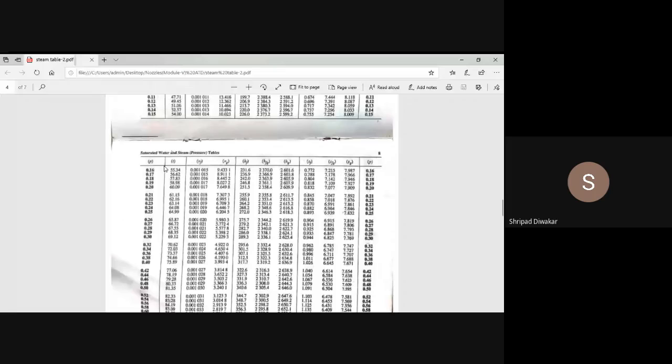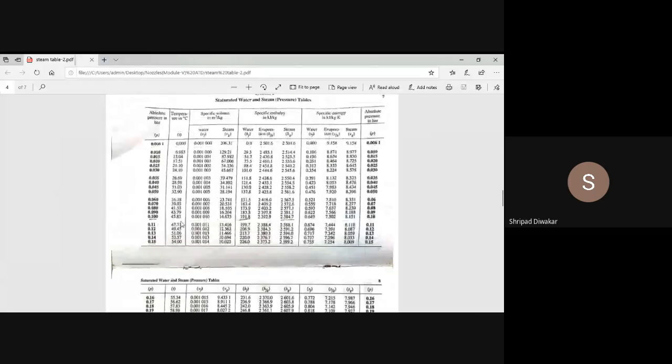Like 0.1 bar is there. You can observe the corresponding temperature is 45.8. So this is the temperature corresponding to your pressure. Then the remaining values: HF is 191.8, HFG is 239.2, and HG is 2584.7. Okay, just a very simple pressure based table and temperature based table.